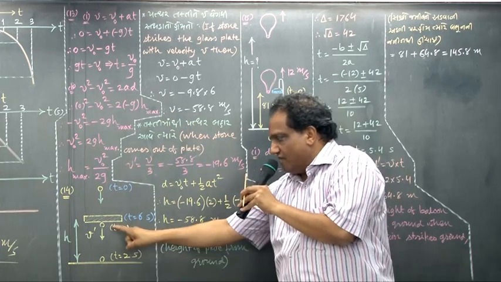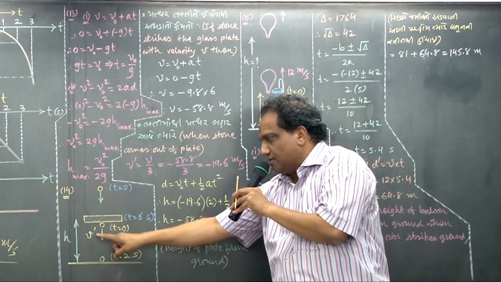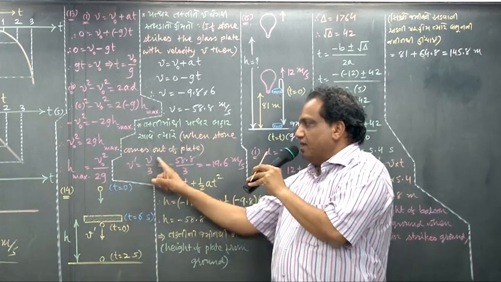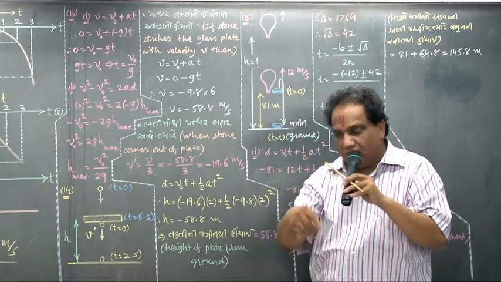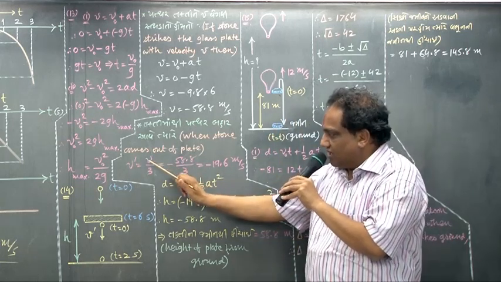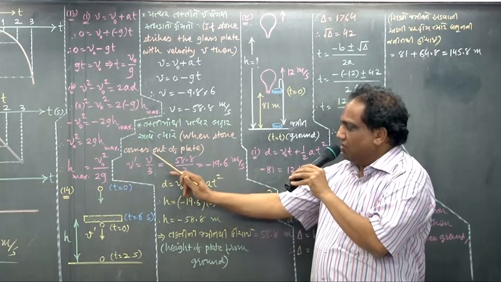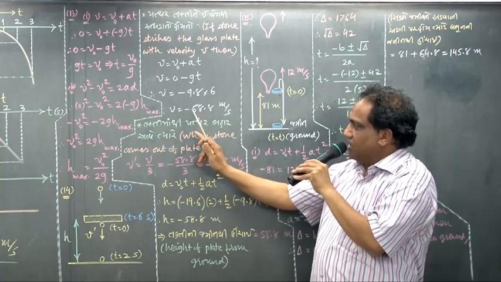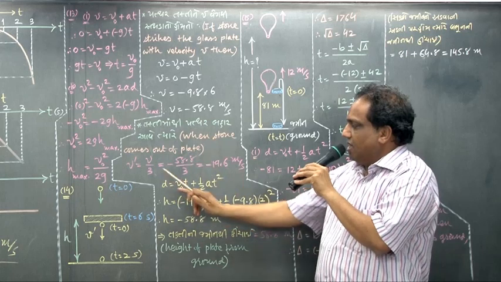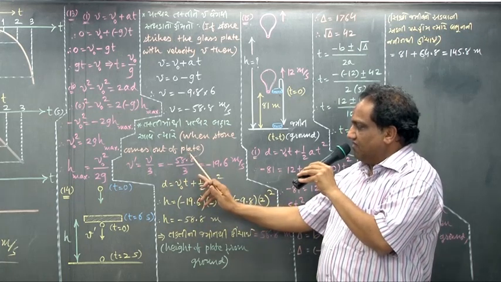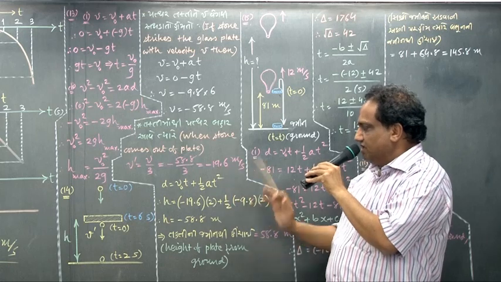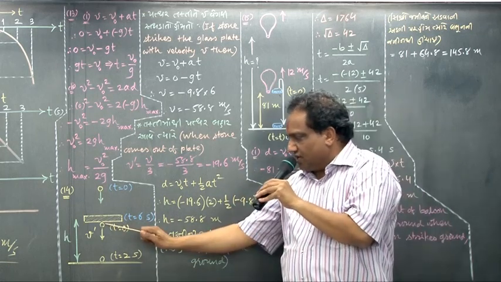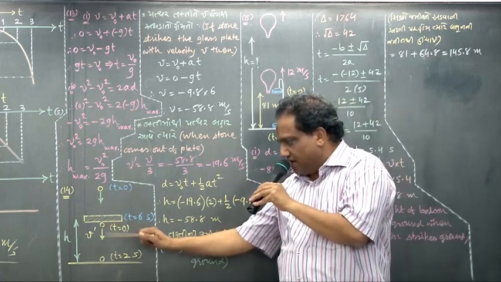Say when this stone is coming out of the plate, suppose velocity is v dash, it is v by 3. It is because 2/3 is lost, 1/3 is left. Now the velocity is 1/3 of the velocity v. V is minus 58.8, so it is minus 58.8 upon 3. Answer is minus 19.6 meter per second. Now with that much velocity, it is coming down.